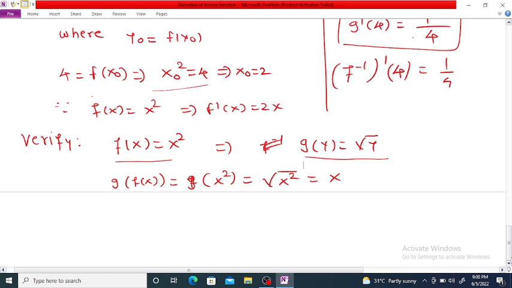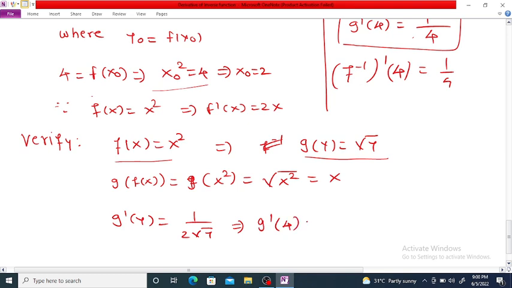Now g dash y is equal to 1 upon 2 root y, and we want to find the derivative of the inverse function at 4. So this is equal to 1 upon 2 root 4, which is equal to 1 upon 4.